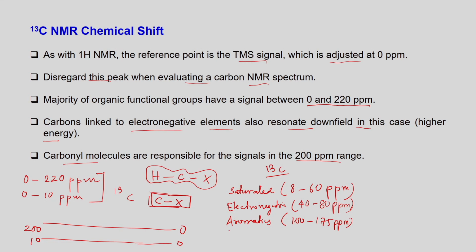Then finally, you have the carbonyl. All these trends are similar to the ones we have seen for proton nuclei, 125 to 220 ppm. Carbonyl, as you know, is a combination of both sp2 bonding as well as an electronegative atom. So carbonyl is something like this. It has an electronegative atom as well as the sp2 type of bond. Because of this, it goes the highest downfield.